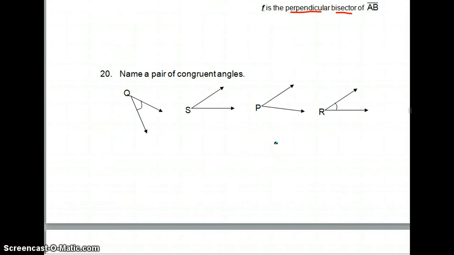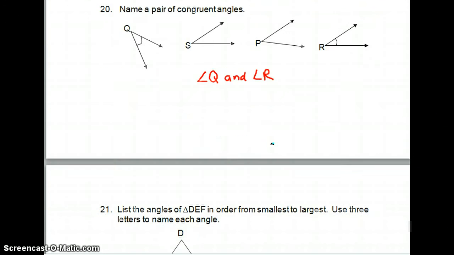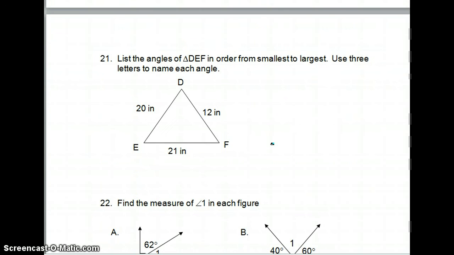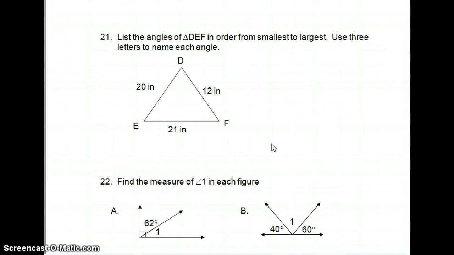Number 20, name a pair of congruent angles. Well, you can see right here, congruence is right there and there, so angle Q and angle R are congruent. 20. 21, list the angles of DEF in order from smallest to largest.